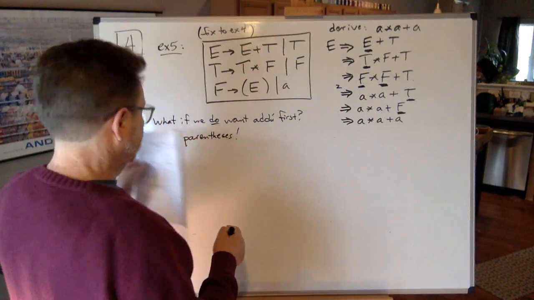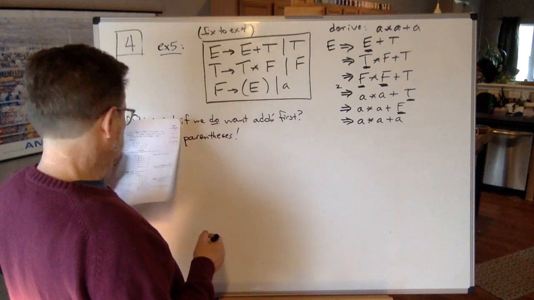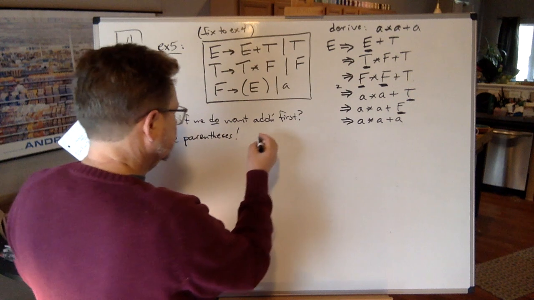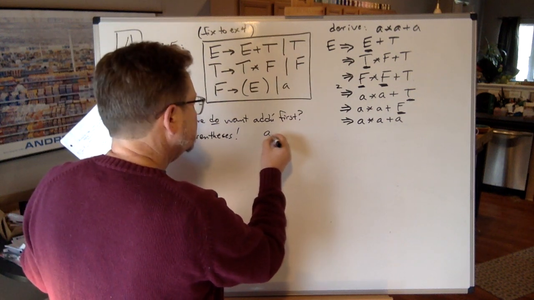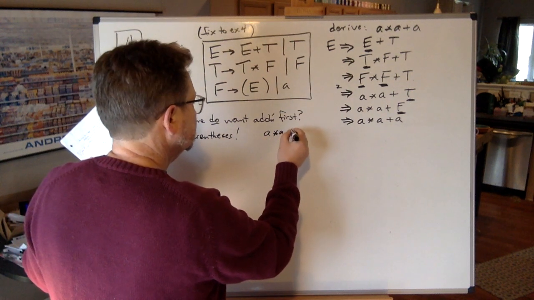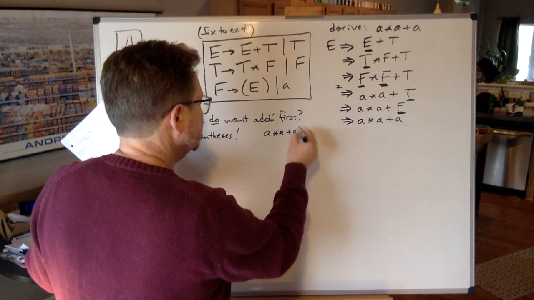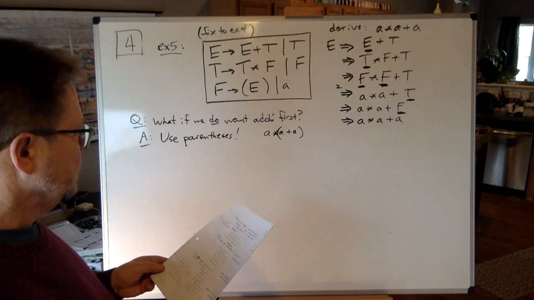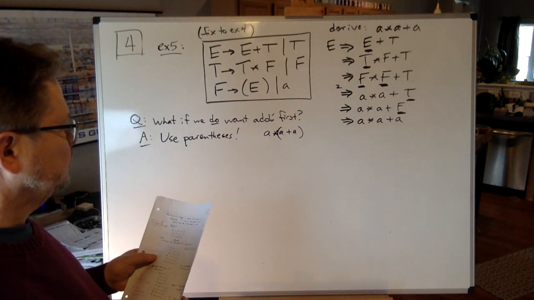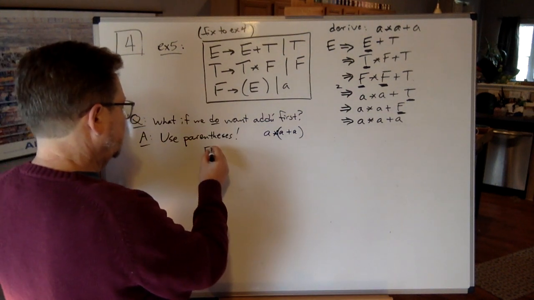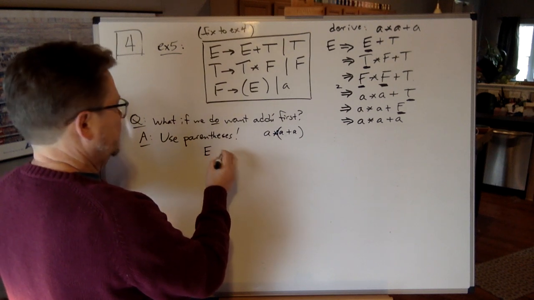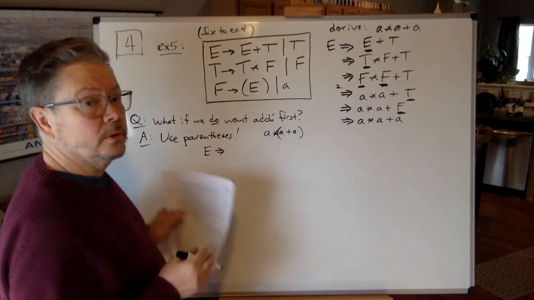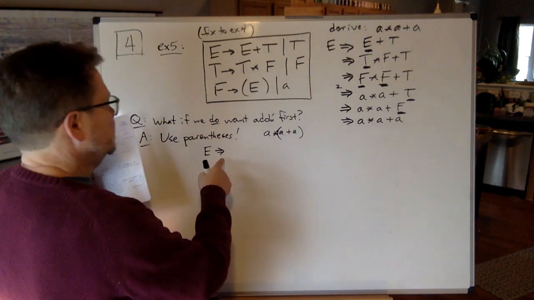Let's just, well, what would that look like? We want this, a times a plus a with parentheses around that part. A times a plus a? Does that seem right? Well, away we go. You know what? I should have done this beforehand. Let's work on this together as a class.